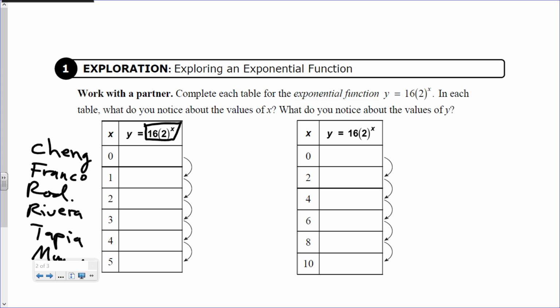I'm going to put that in there. Franco, when x was 1, what was the function? Rocking and rolling. Rodriguez, when x was 2, what was the function? Rocking and rolling. Rivera, when x was 3, what was the function? Rocking and rolling. Tapia, when x was 4.